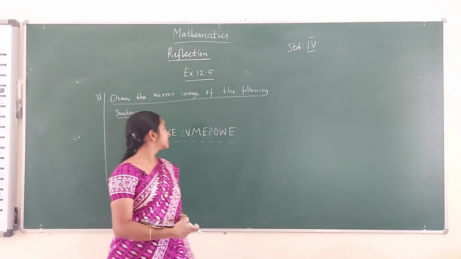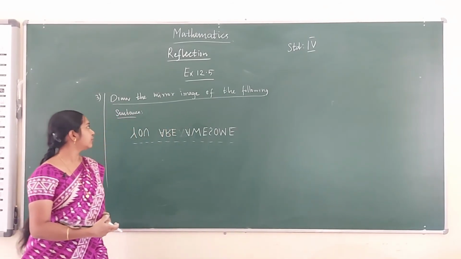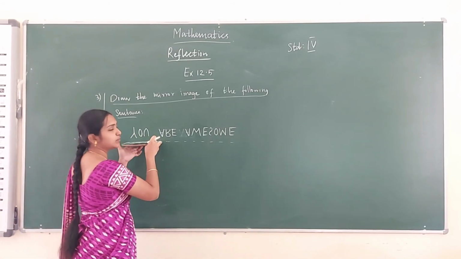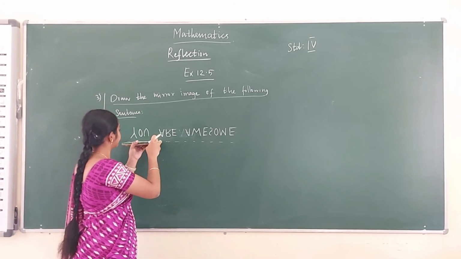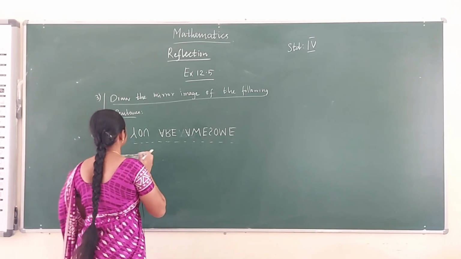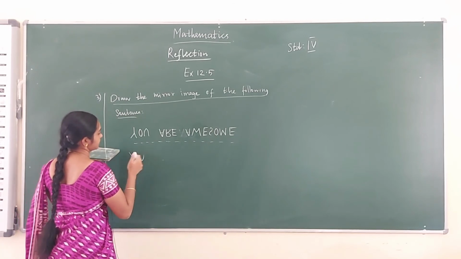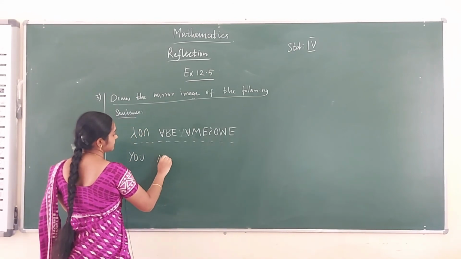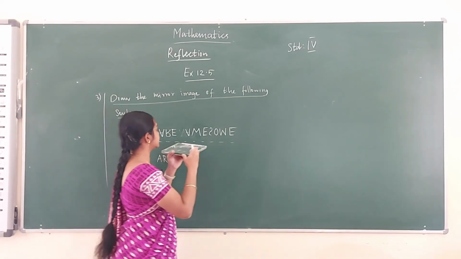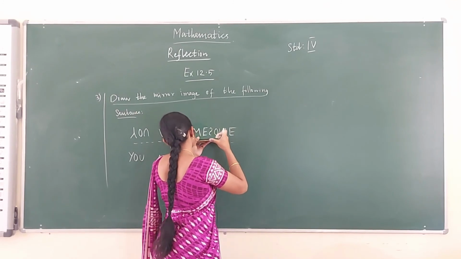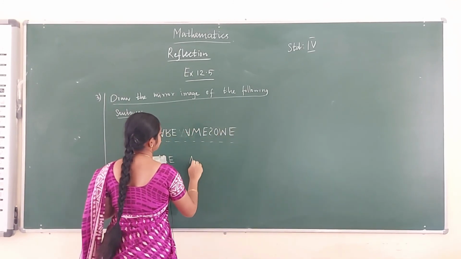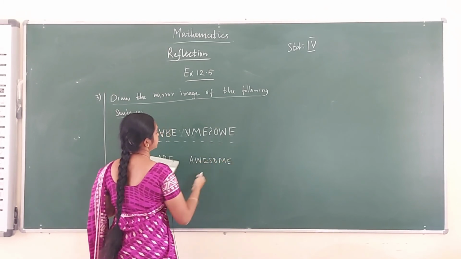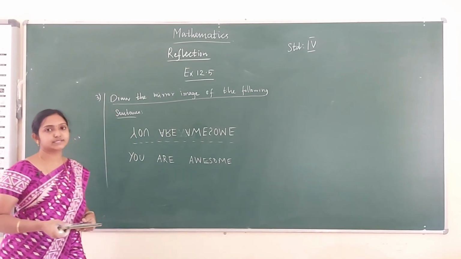The third question is, draw the mirror image of the following sentence. Now the sentence is given, we have to place the mirror here and find what the sentence is. The first word is you. The second word is are. The third word is awesome. So the sentence is, you are awesome.